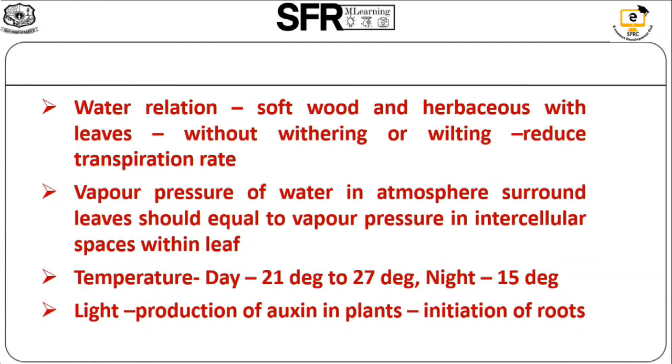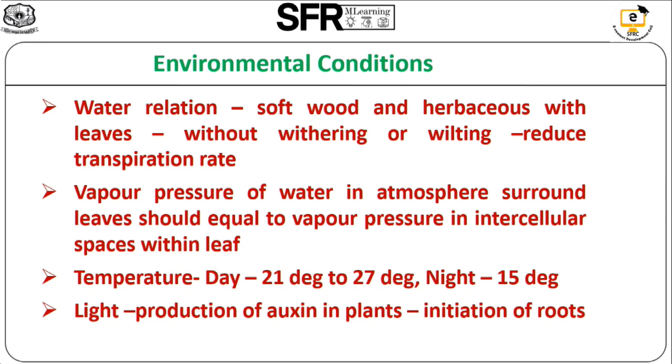Okay. Then next, what are the environmental conditions? The water relationship: the softwood and herbaceous cuttings with leaves should be without withering or wilting. That will reduce the transpiration rate. The leaf shouldn't fall down or wilt, because the leaf has to undergo photosynthesis to give food for the formation of root. Then the vapor pressure of water in the atmosphere around the leaves should equal the vapor pressure in the intercellular spaces within the leaf. That is, the environment shouldn't be very dry. It should have some amount of humidity.